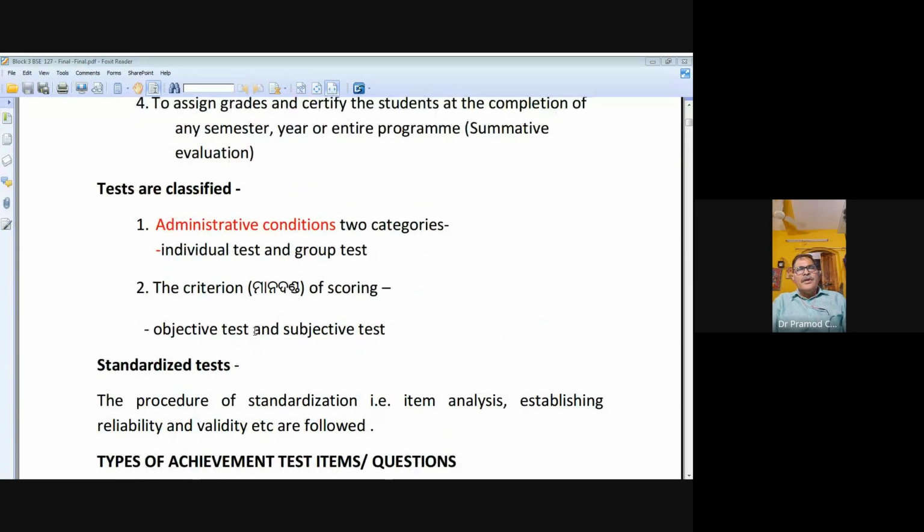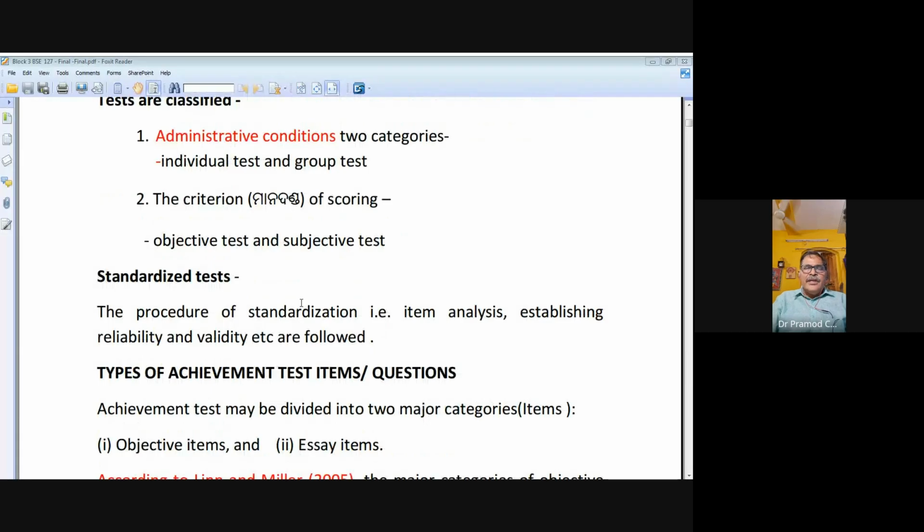But from the administrative point of view, these tests are divided into individual test or group test. We may test a particular person, that is known as the individual test. If we take a group of students, then it will be considered as the group test. But if we consider the criteria, if we prepare the test keeping a criterion in mind, then definitely we can say that it is an objective type test and it is a subjective type test. In detail we'll have to discuss.